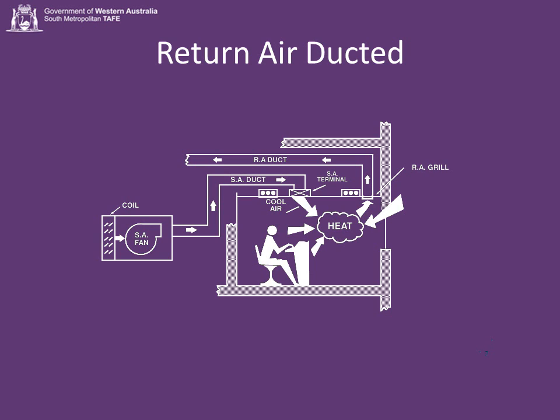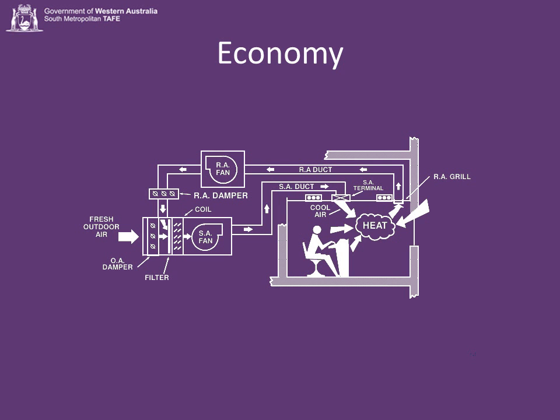Maybe we need to refine that a little bit, and we will have a return air duct which takes that return air and takes it away somewhere. We could even take that return air and put it back into our air conditioning system. This we call economy. And we're basically recycling the air. So we now have a choice of whether we take outside air or we take return air.